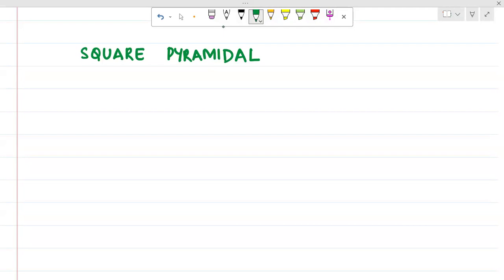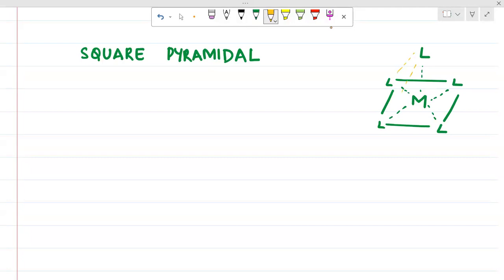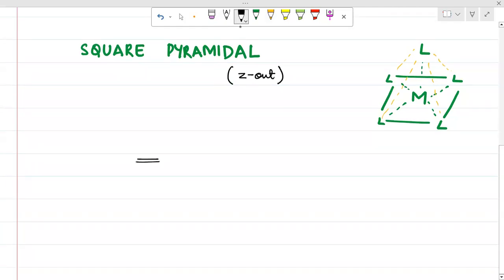So the square pyramidal geometry: how does it look? You have a metal at the center, four ligands along the XY plane, and then one ligand at the top. In total, it is like a pyramid facing upwards with five ligands. This is how a square pyramidal geometry looks. And just in case you want to learn this, it is the same as z-out elongation. How does z-out elongation look?